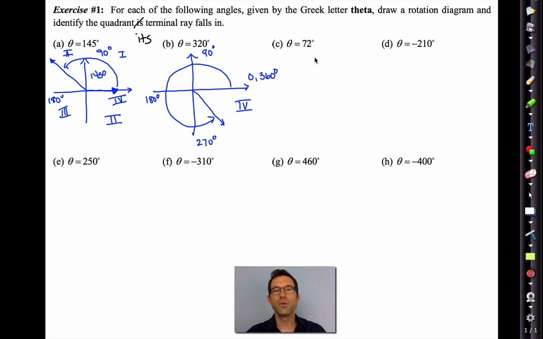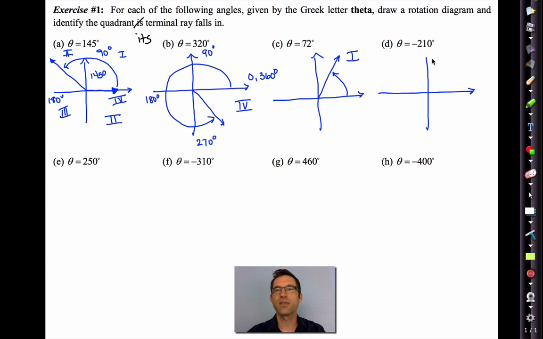Now 72 is actually so easy it's almost trivial because it's between 0 and 90. So that's the entire rotation diagram, and therefore we're in quadrant 1. Now, as we continue to go, we're going to start to see some negative angles, things like that. An angle of negative 210, let's think about this for a minute.